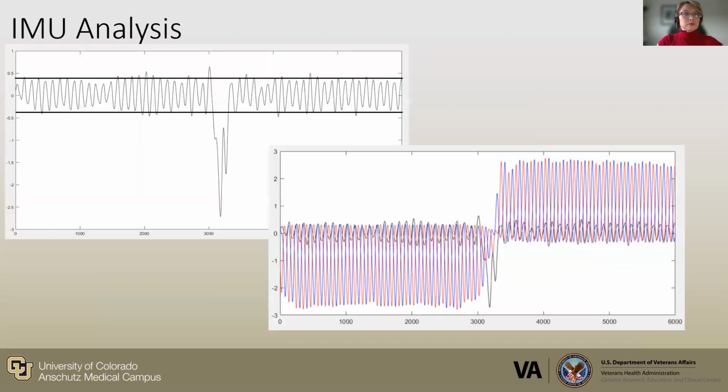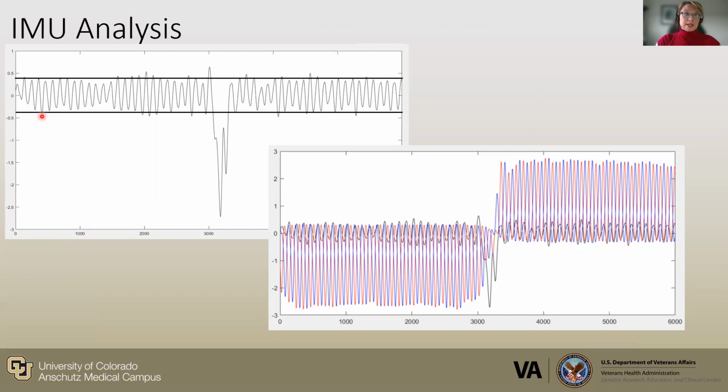For our analysis, we looked at the angular velocity of the pelvis in the transverse plane and created a threshold based off the first 10 seconds of data and found the maximums of this signal. And that was our threshold to detect when a turn was happening.